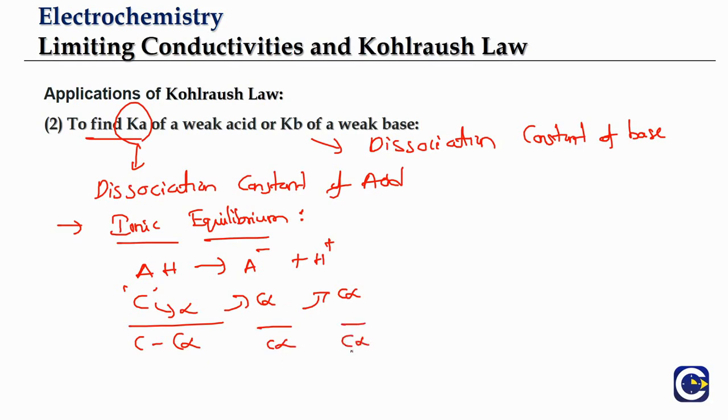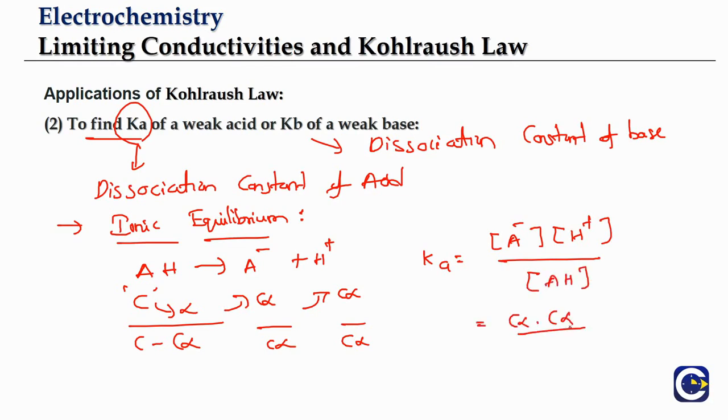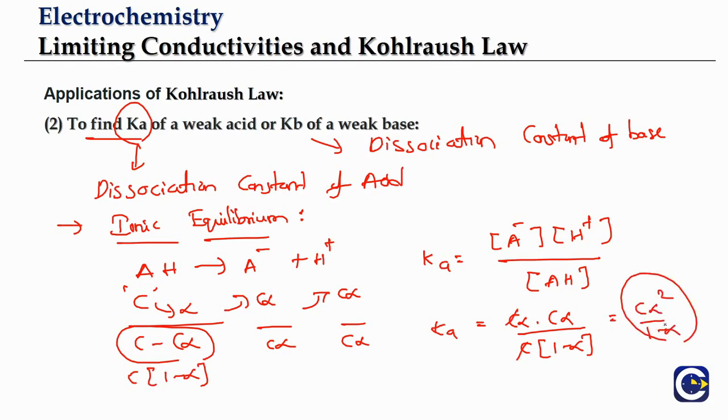C alpha here, C alpha here. The Ka for the monobasic acid will be the product ions concentration divided by the acid concentration, which is what? C alpha into C alpha by C into 1 minus alpha, because the C can come out common, and we'll have 1 minus alpha. So 1C is cancelled. So what we have, Ka value will be C alpha square by 1 minus alpha. So this is the Ka value in terms of the degree of dissociation alpha and concentration of the acid.